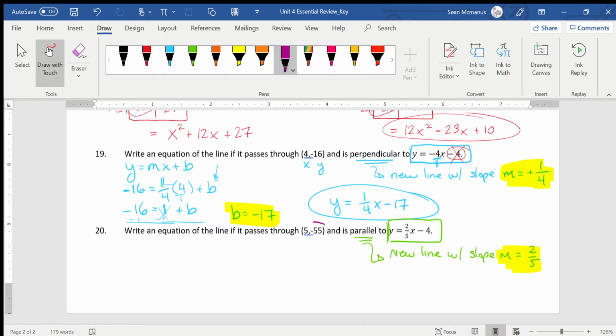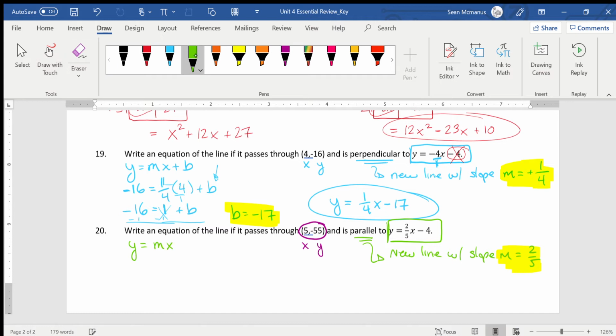And we know it goes through this point right here. So we know our new line will have an x, somewhere on that line there's a point where the x is 5 and the y is negative 55, right? It's going to have a whole bunch of different coordinates. That's all the line is, a string of infinite coordinates. But we're going to go ahead and use this one that we know is on the line.